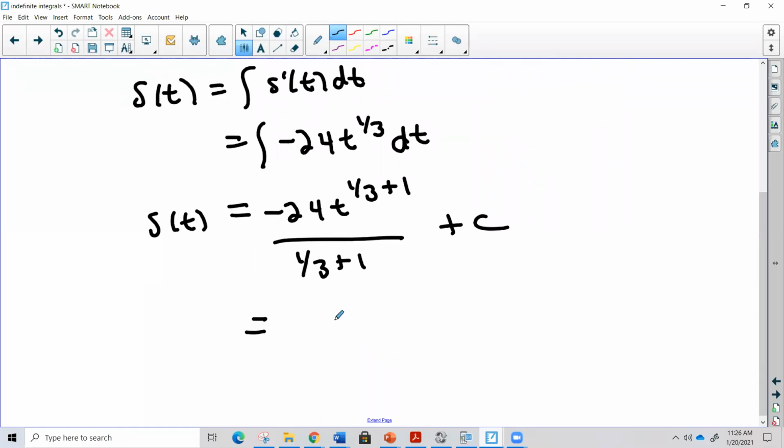Now, you can use your calculator, or if you do this by hand, when I add fractions, I have to get a common denominator. So 3 or 1 is the same as 3/3.